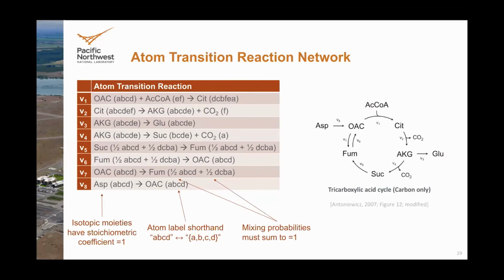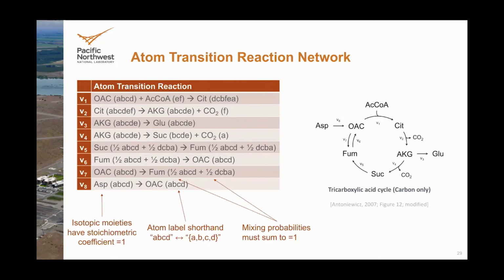Now, what I'm doing here is I'm using a shorthand. A, B, C, D is shorthand for curly braces, A, B, C, etc. And the reason I'm doing this is to save a little bit of space. You can see if we look at what each of these atom transition reactions are telling us now is we have a particular moiety. It consists of some isotopic atoms, and those atoms start on the left-hand side and they transition to the right-hand side. And if you look at V1, the first row in this table, you can see that we're starting with oxaloacetate and acetyl-CoA, and the ordering of those atoms in citrate is not necessarily A, B, C, D, E, F. It's D, C, B, F, E, A in this case.